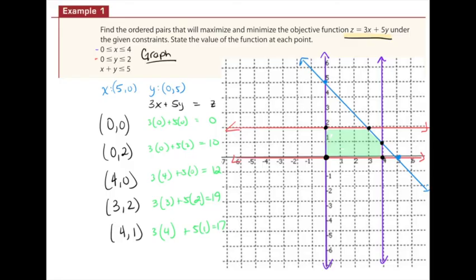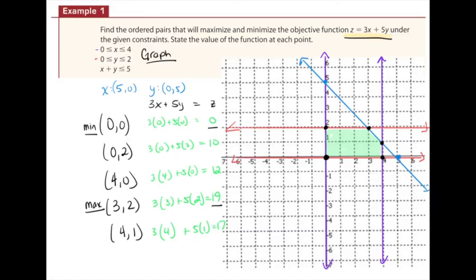And to figure out what my maximum and my minimum is is pretty straightforward. The lowest of those 5 numbers is my minimum. The highest is my maximum. And so 0, 0 actually gives me my minimum, right? And 3, 2 actually gives me my maximum. So 0 x's and 0 y's gives me a minimum. 3 x's and 2 y's give me a maximum there. My minimum being 0 and my maximum being 19.